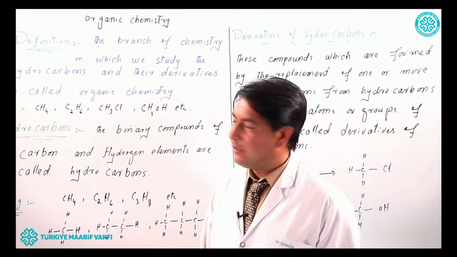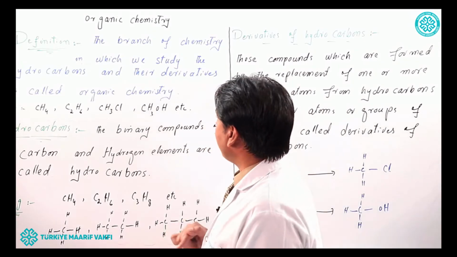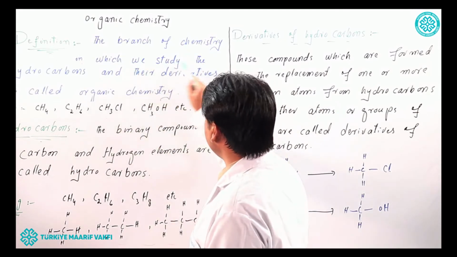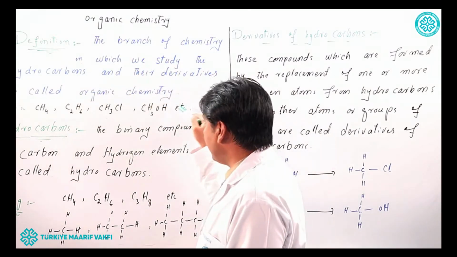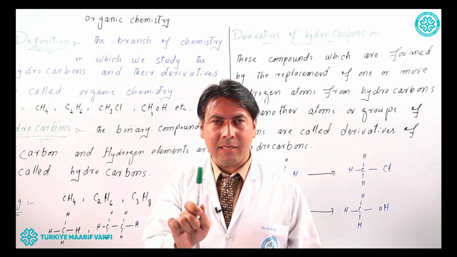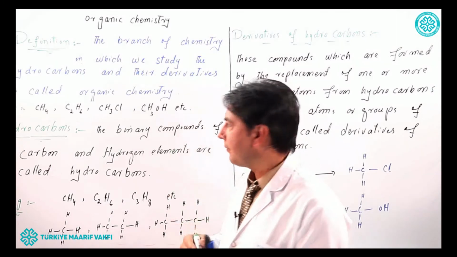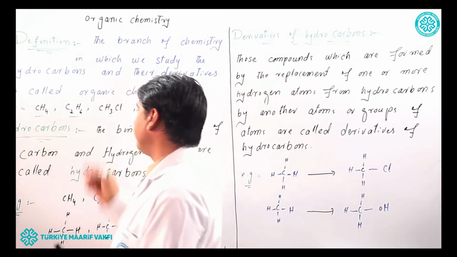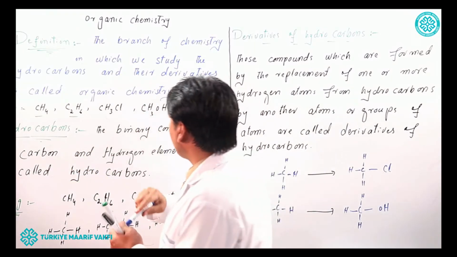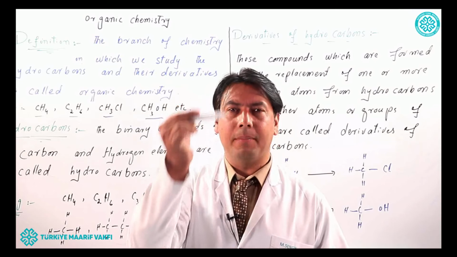Okay, students, today our new chapter for 9th grade is organic chemistry, and it is the most interesting chapter of chemistry. First, I am going to define organic chemistry. Organic chemistry can be defined as the branch of chemistry in which we study hydrocarbons and their derivatives. So in organic chemistry, we discuss two types of compounds, hydrocarbons and derivatives. For example, methane and ethane are hydrocarbons, and chloromethane and methanol are derivatives of hydrocarbons.